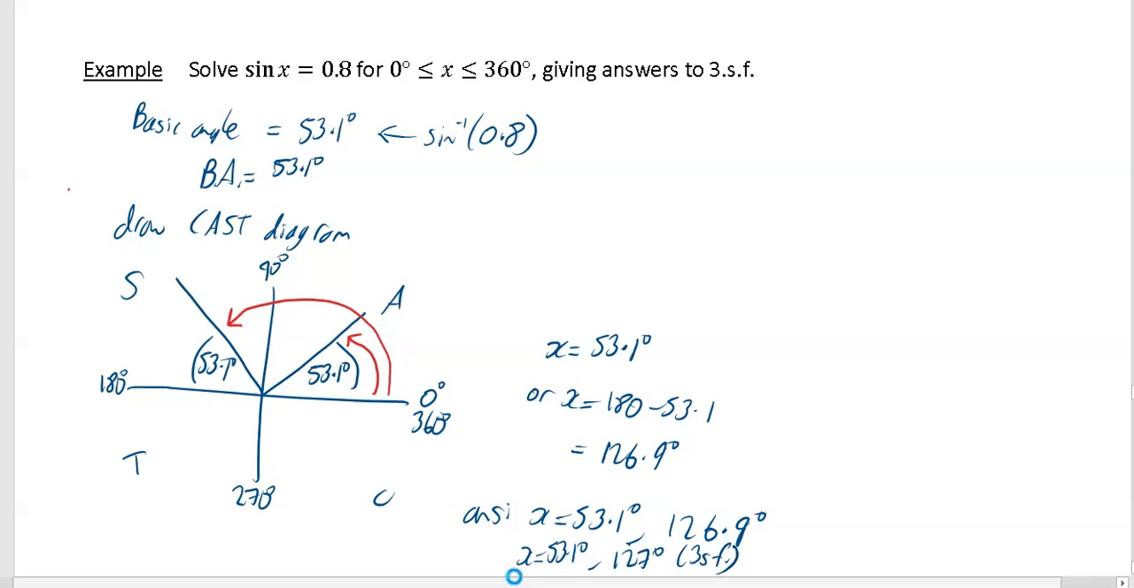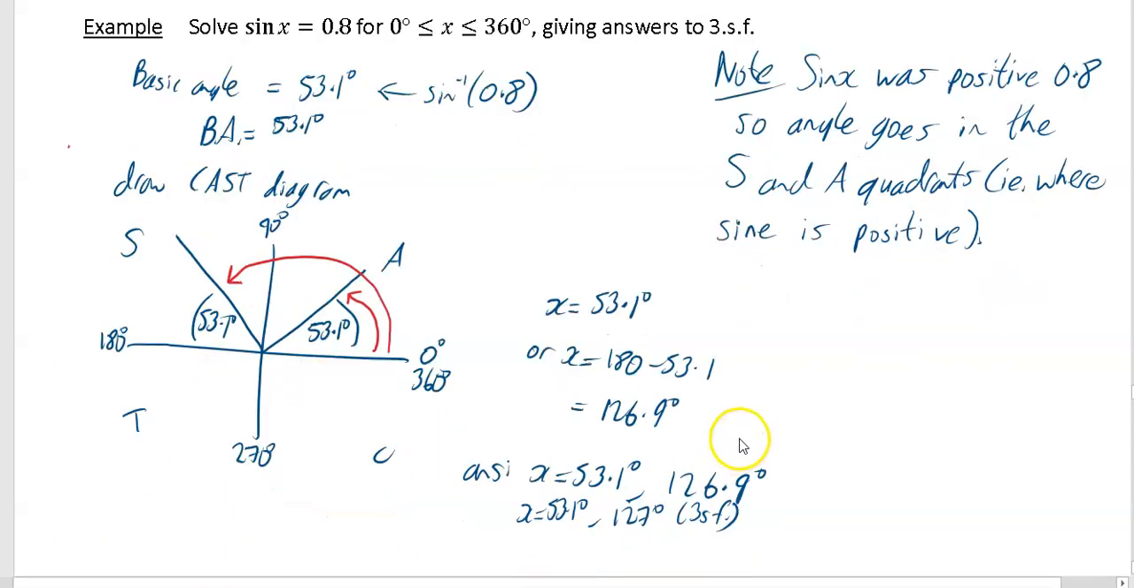Okay, I'm just going to stop there and put a wee note on this. The wee note I've just added in here was just note that sine x was positive 0.8, so the angle goes in the S and A quadrants, i.e. where the sine is positive, and that's it. We're going to look at a few more examples. I know this is a very different looking thing, so we'll do another couple of these just to make sure we really understand it.